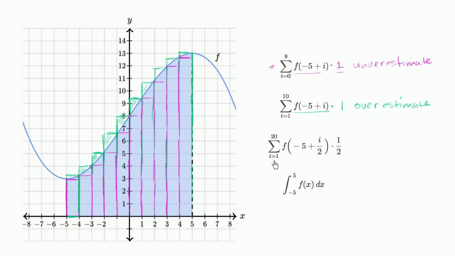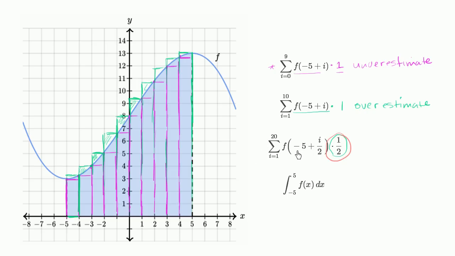Now let's think about this one right over here. We're going to start at i equals 1, and we're going to go to 20. And it looks like we're going to do rectangles of width 1/2 instead of width 1. And once again, since we're starting at i equals 1, these look like right-handed rectangles again. So let me do this in a color that you can actually see. I'll do this in orange right over here.